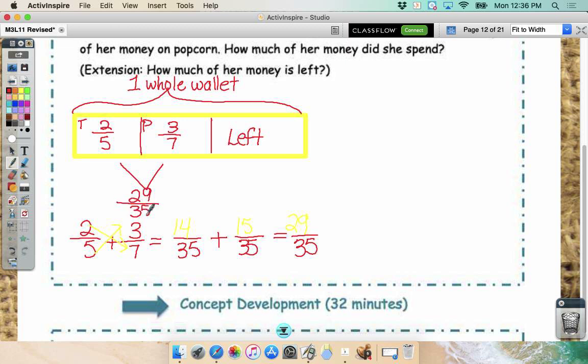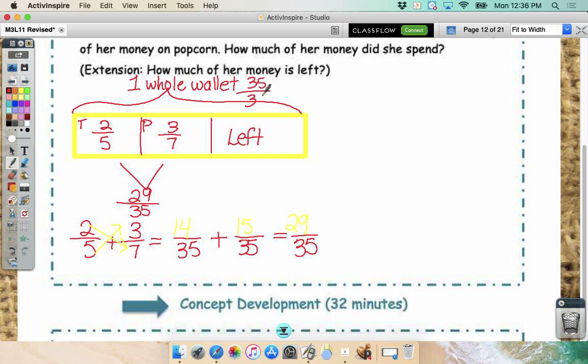29/35. And if this were a multiple choice problem, I would find my answer and click next and do the next problem. No. No. What's my next step? I'm only halfway done. You have to figure out how much is left. So first of all, we need to figure out what 1 whole wallet is as a fraction. 35. Very good.